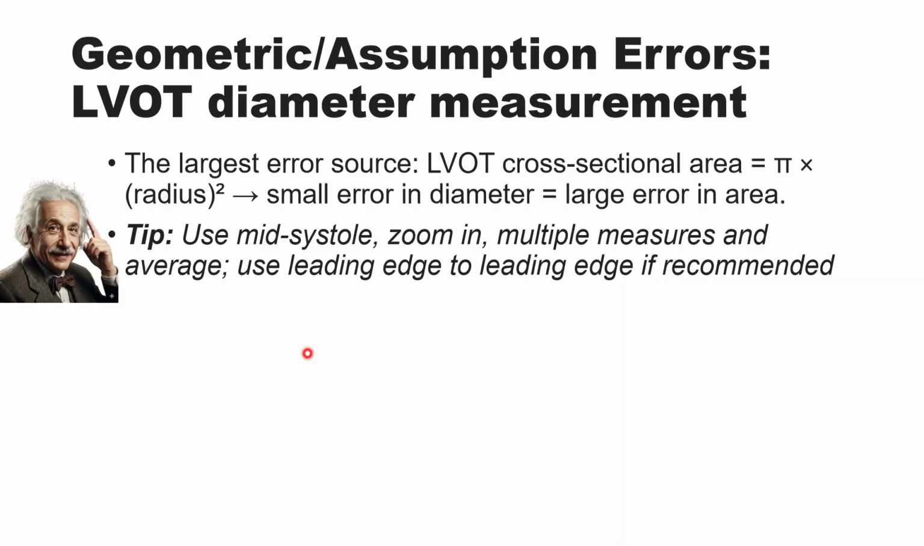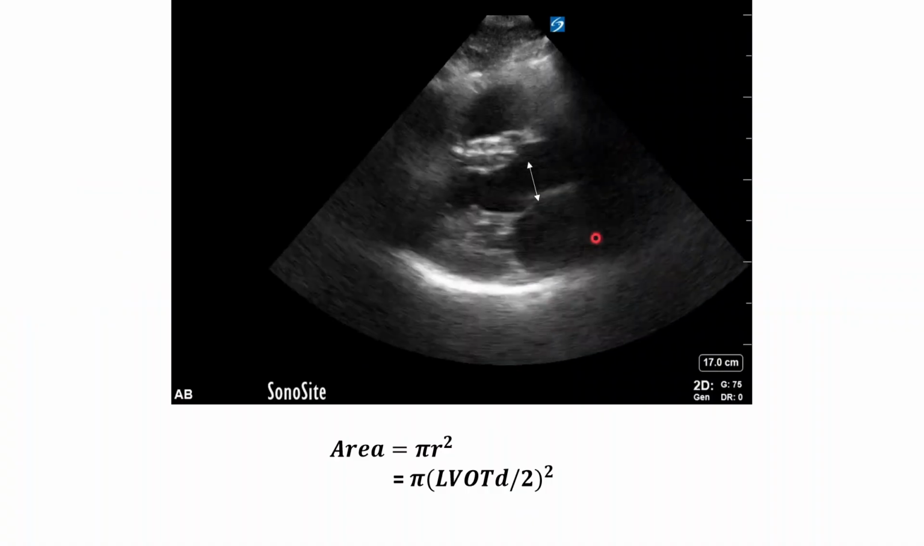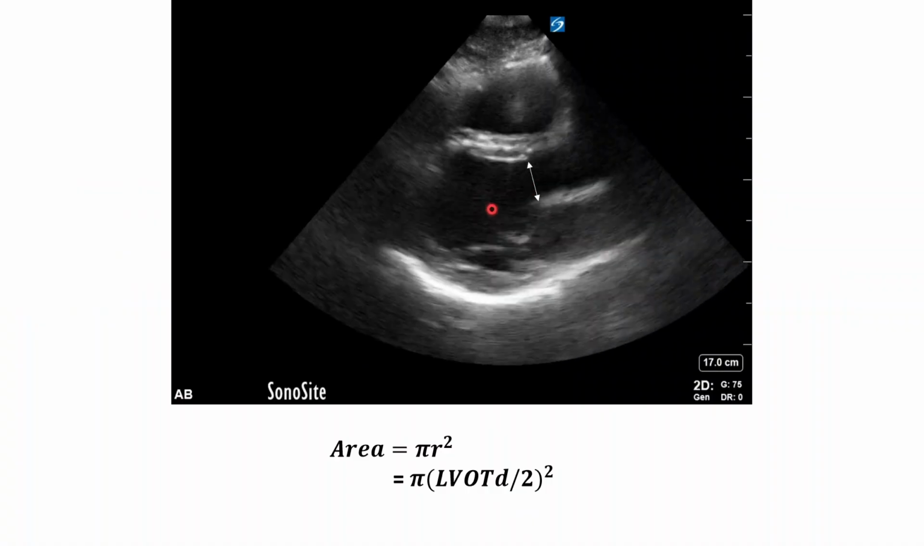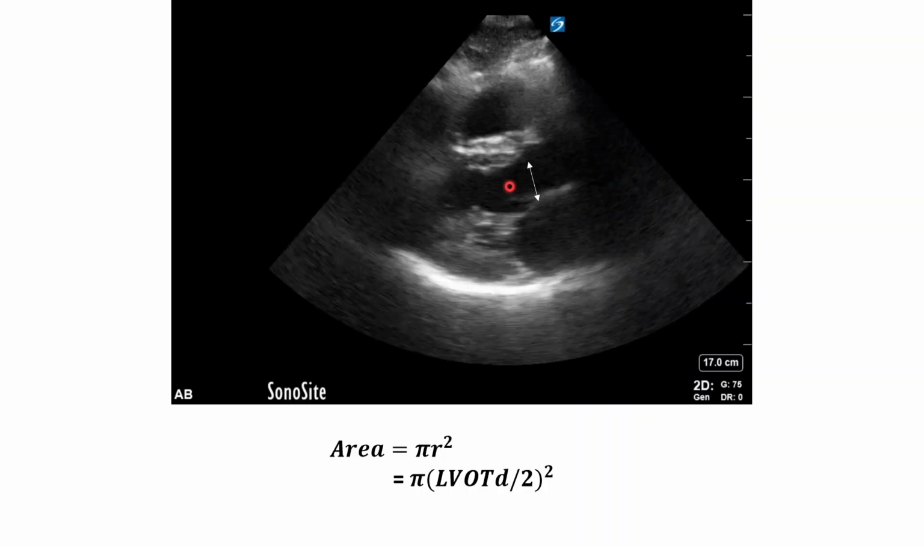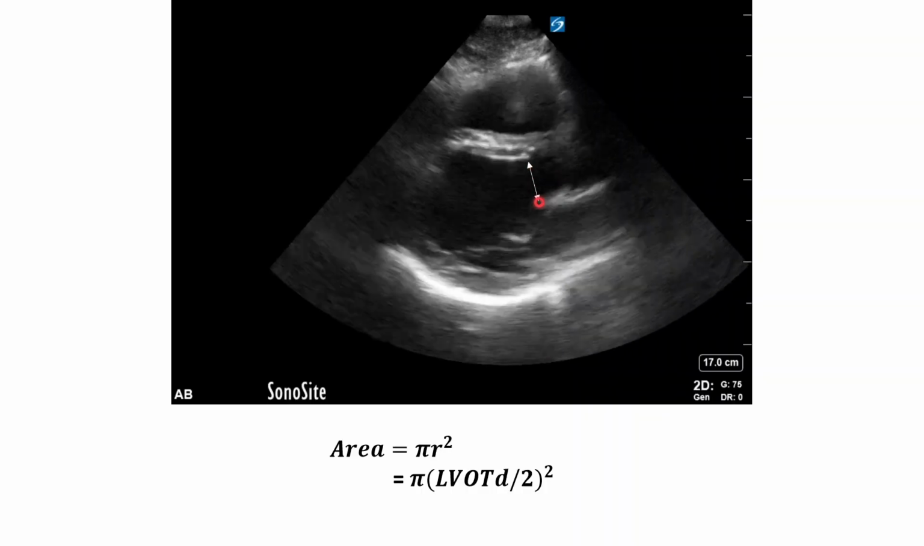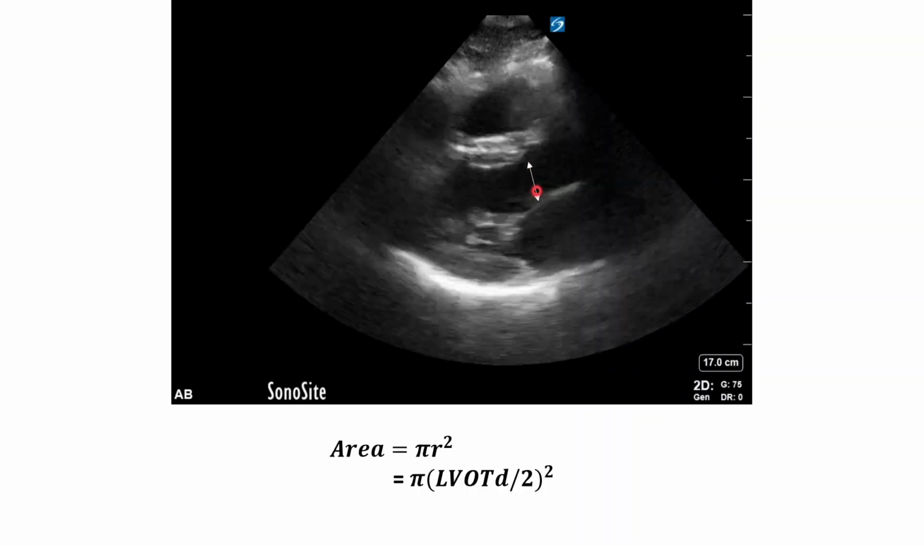Ideally, we should use the mid systole of the left ventricle. We'll zoom in, we'll do multiple measurements, and we can average. And the measurement is leading edge to leading edge. So this is the parasternal long axis view. Once again, that is the left ventricular outflow tract. From leading edge to leading edge, during the mid systole, we can do the measurement.